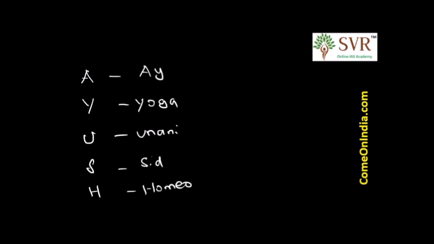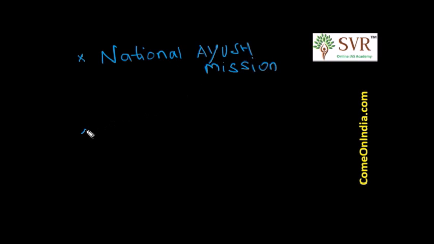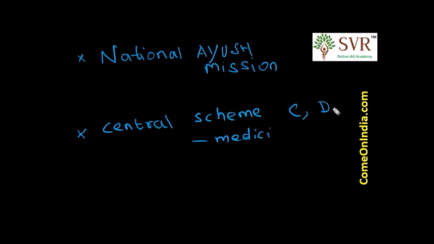The second important step taken by the Government of India is the launching of the National Ayush Mission, a centrally sponsored scheme. The third important point is that the Government of India launched a central sector scheme for conservation, development and sustainable management of medicinal plants.